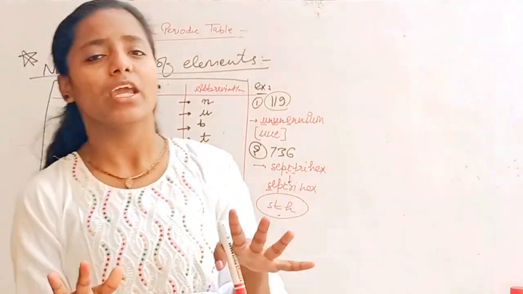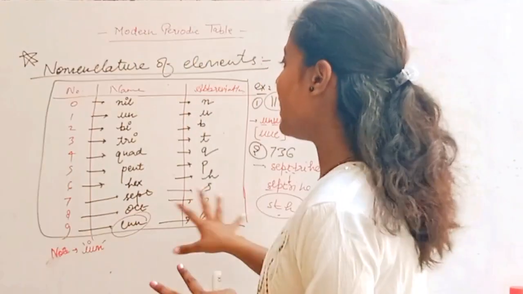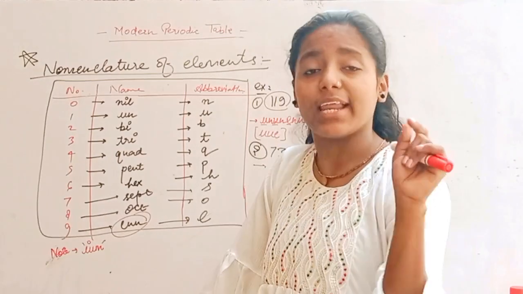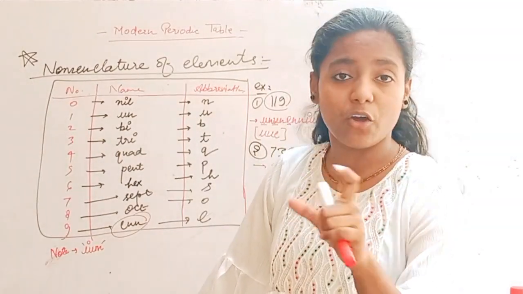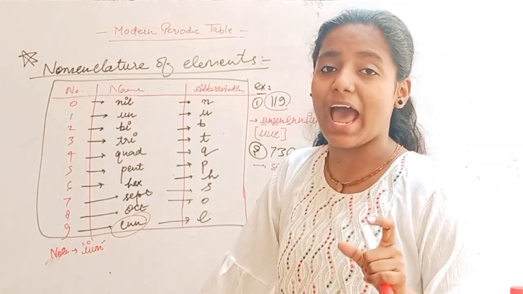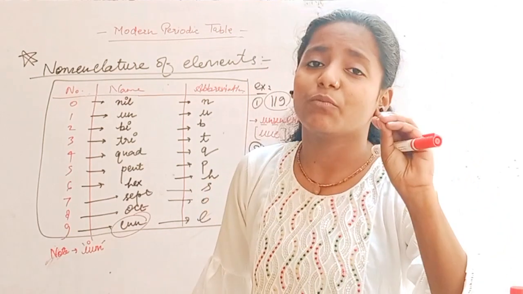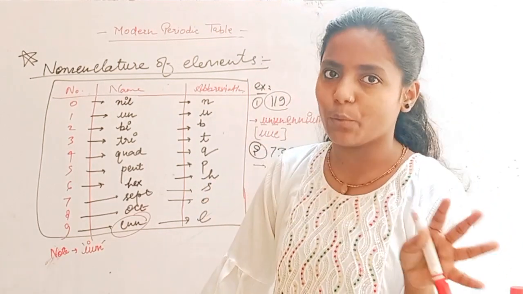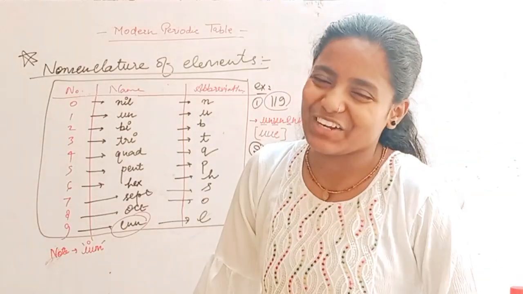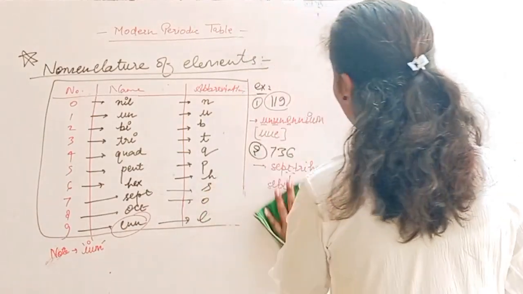I hope the simple thing and the nomenclature of all these elements is clear to you. Now you can write any number's nomenclature in a very easy manner. Now I'm going to talk to you about the electronic configuration of elements. How you will write it, I can guarantee this will be your easiest way, which I'm going to tell you after that. So let's move ahead without any delay.